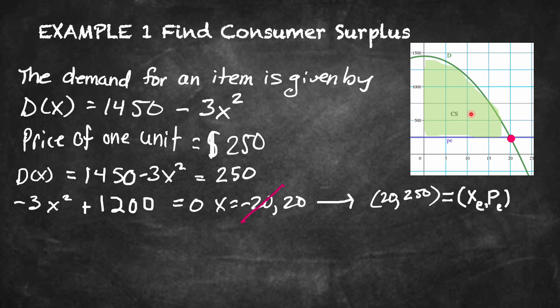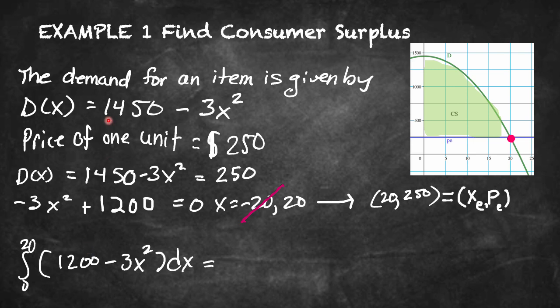If we were just looking for one point, we could just find the value at that one point for the demand function and subtract 250. But we want to find the accumulated value of the entire consumer surplus. So now that we have our x coordinate, x is equal to 20, you're going to go from 0 to 20, and you're going to find the difference between the demand curve and the price.